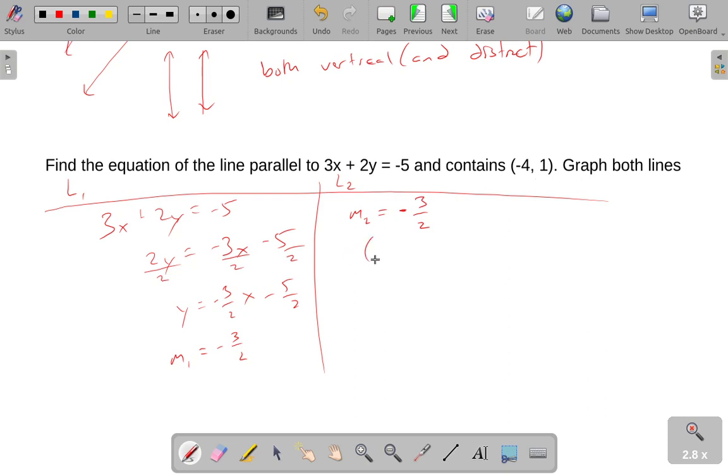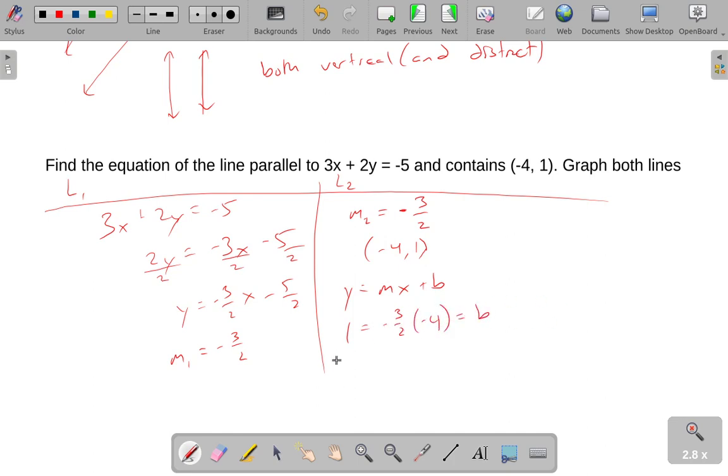We know it needs to contain the point -4, 1, because it says so right here. It needs to be parallel to this line. I'm guaranteeing that by saying its slope is -3/2. And it needs to contain this point, which I'm saying right here. So you can see I have a point and a slope. And I know how to do point-slope problems. I'm going to use slope-intercept form, plug in my point and my slope.